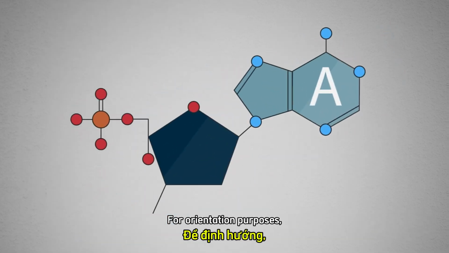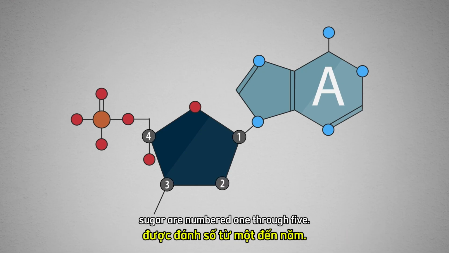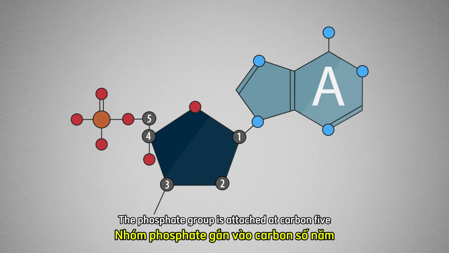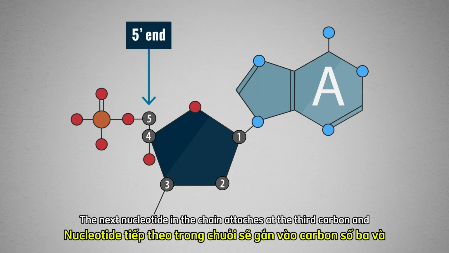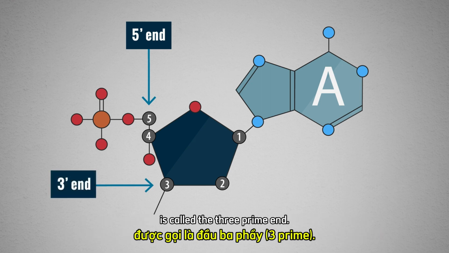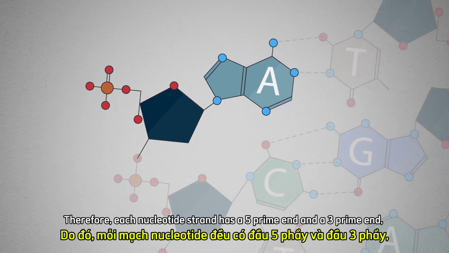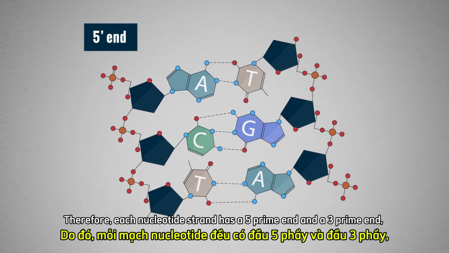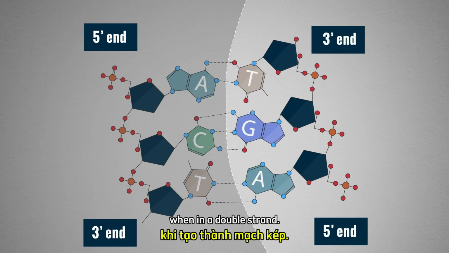For orientation purposes, the carbon atoms in the nucleotide sugar are numbered 1 through 5. The phosphate group is attached at carbon 5 and is appropriately called the 5' end. The next nucleotide in the chain attaches at the 3rd carbon and is called the 3' end. Therefore, each nucleotide strand has a 5' end and a 3' end, and each strand is in opposite orientation to one another when in a double strand.